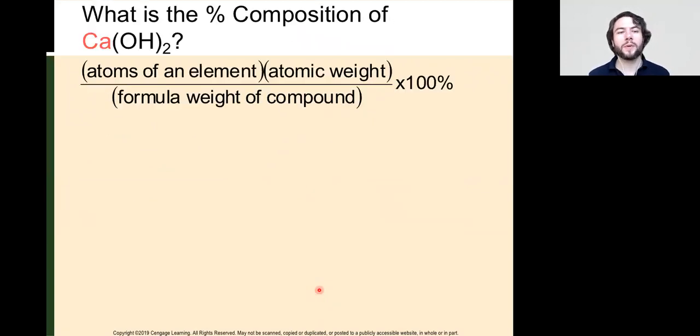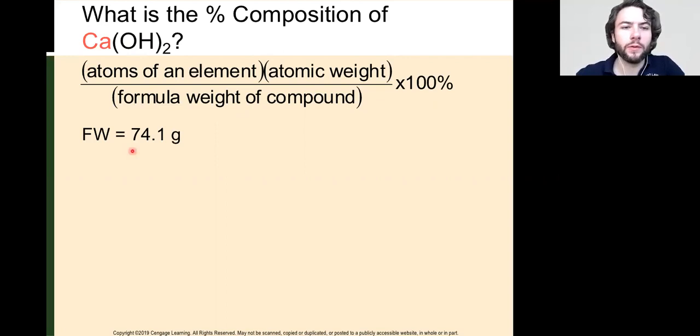So what is the percent composition of calcium in calcium hydroxide? We have, again, the same sort of equation. We have atoms of an element, in this case calcium. Atomic weight of calcium is 40, I think. Formula weight of the compound then would be, so this is 16 for oxygen, 1 for hydrogen, so 17. 17 times 2 is 34. 34 plus 40 is 71. Okay, yeah, or 74. So I was right.